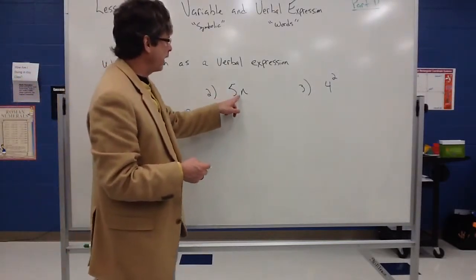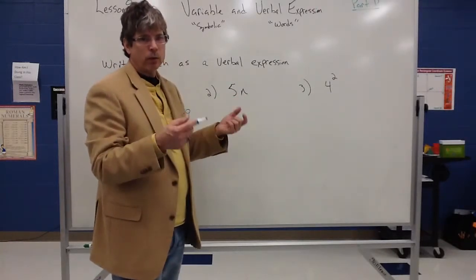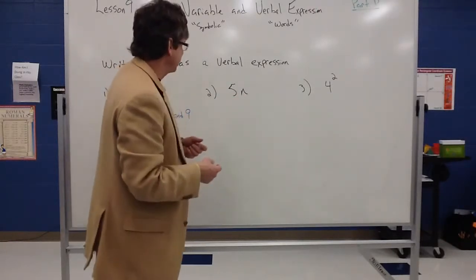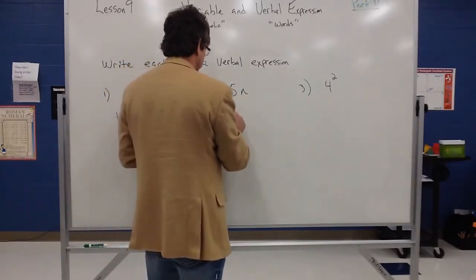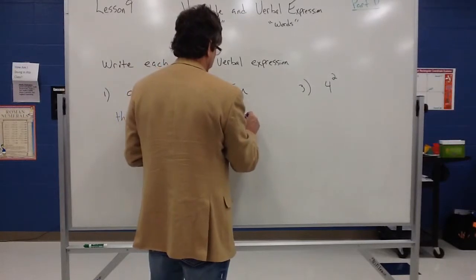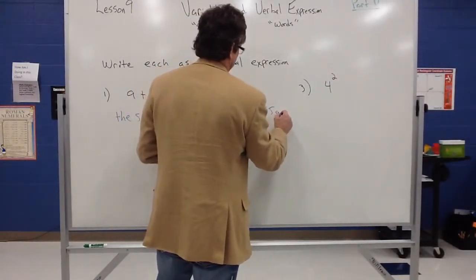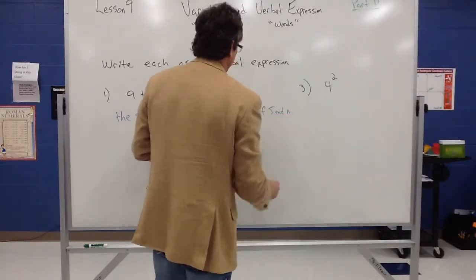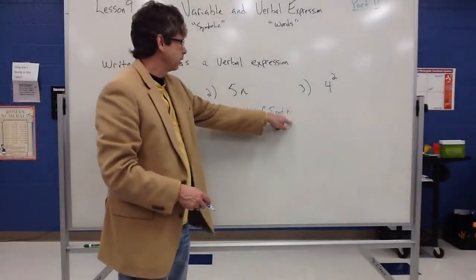Here I have 5 times n. Again, I could say 5 times n, write that all out in words. But what I could also say is the product of 5 and n. And that would be a way to express that as a verbal expression.